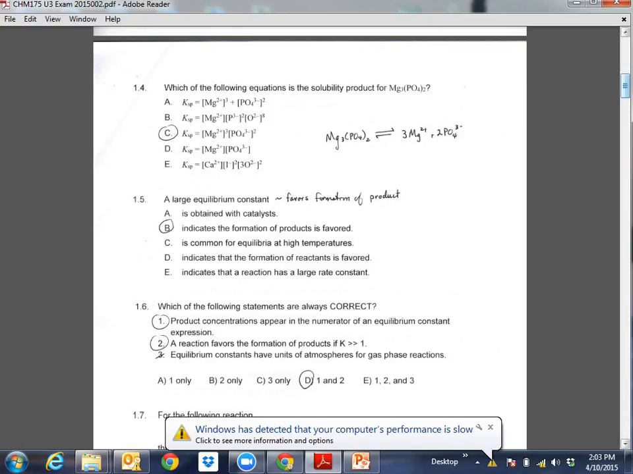Question number 5, large equilibrium constant. Before I even read the distractors, and some of you guys do this too, I came up with what I think a large Kc means: that it will favor the formation of products, so B is the best answer there.